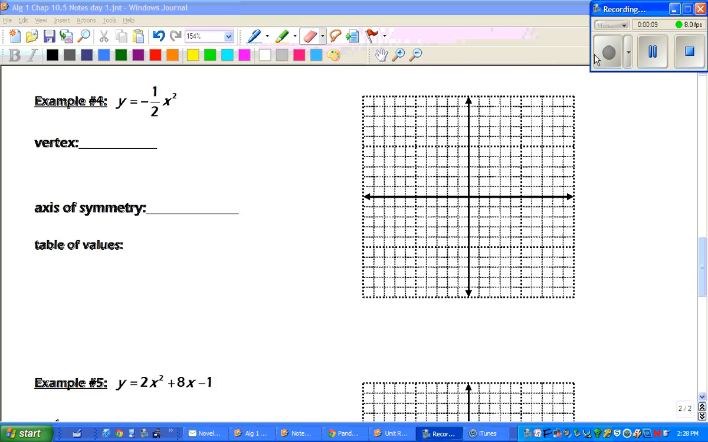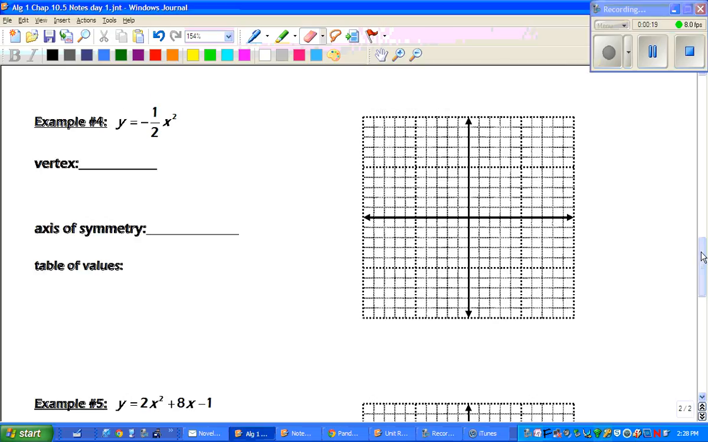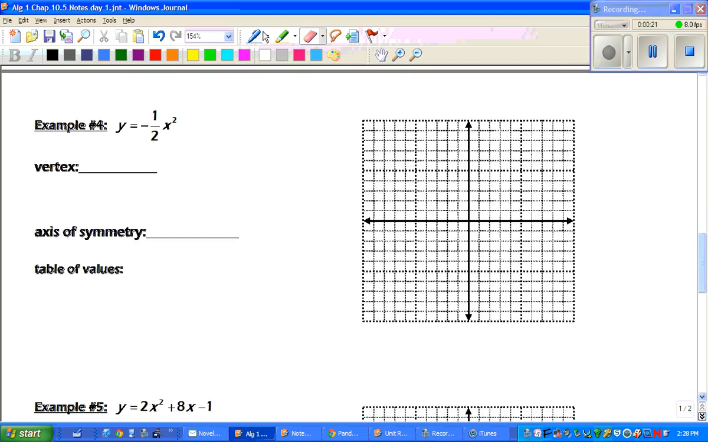We're just on the back side of the notes, so we're going to go through 2 of the 3 problems. Looking at example number 4, we notice we're missing some information here. We're missing the B term and the C, so what I would do is just write them in. Then we know that A is negative 1/2, B is 0, and C is 0.